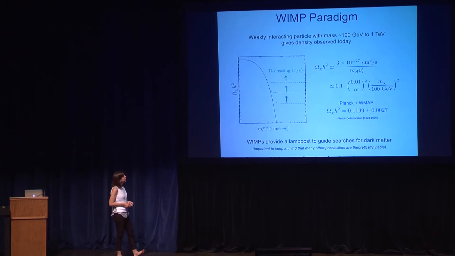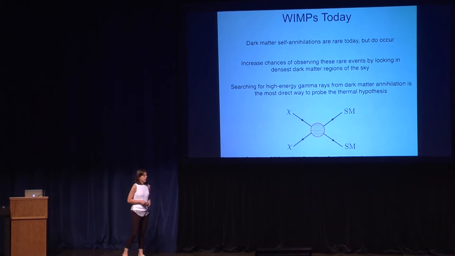So if we do focus on this picture of WIMPs, then we have the simple picture of dark matter annihilations. And while they occur today, they're very rare. And so the challenge is to try to pick them out from observations that we make in the sky. We can increase our chances of observing these kinds of self-annihilations if we look in regions that have very high dark matter density, which are essentially the centers of galaxies. And one point I do want to emphasize is that a detection of this annihilation event is essentially the most direct way of probing the thermal hypothesis, because it's these same interactions that we would be observing today that essentially set the abundance of the dark matter in the early universe.